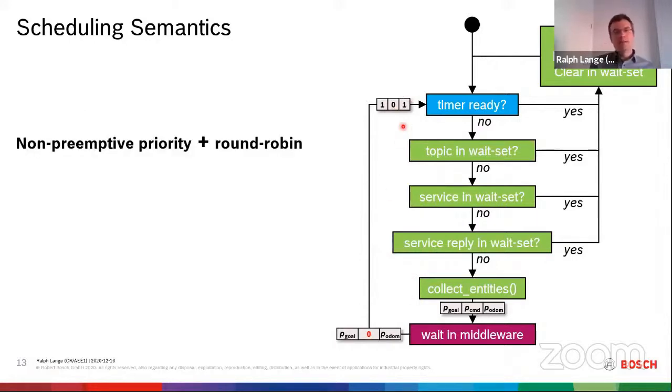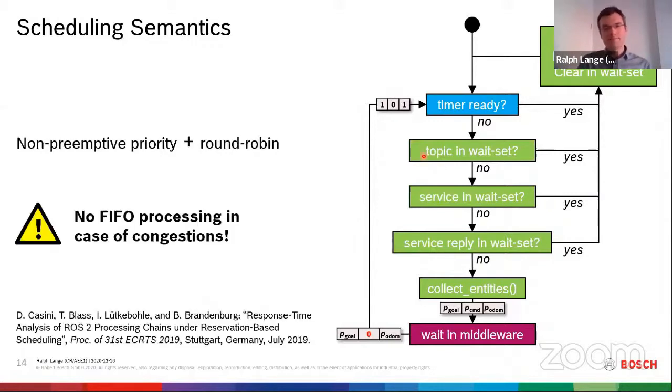Real-time experts will describe this scheme as non-preemptive and a mix of priority and round robin. Why non-preemptive? Because our callbacks are executed until they are completed, so they run to completion. Priorities because timers overrule everything, and round robin because from the remaining topics, services, etc., exactly one message is processed on each topic, service, and so on, because we only have this Boolean information available, and then we ask the middleware again. So in case of congestion, that's everything, but not FIFO processing.